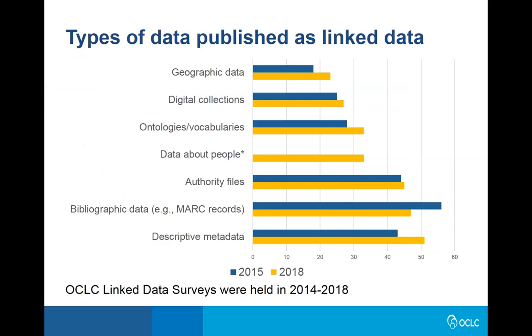And this is an example from our international linked data survey of how libraries are publishing their data as linked data, in which areas. And you find that digital collections is not the largest area. Obviously, for libraries, bibliographic data and descriptive metadata will score higher, but still digital collections is there. It's there and it's growing.